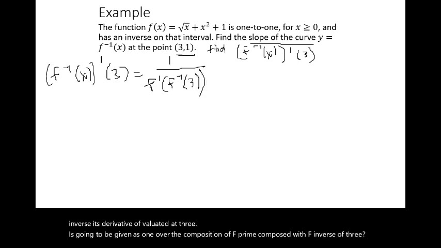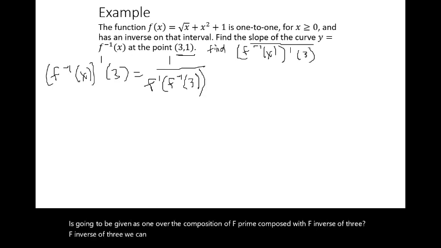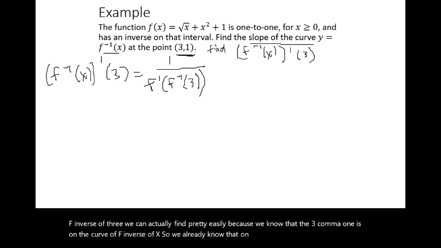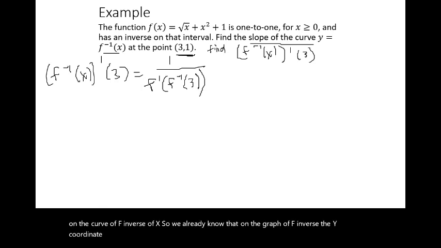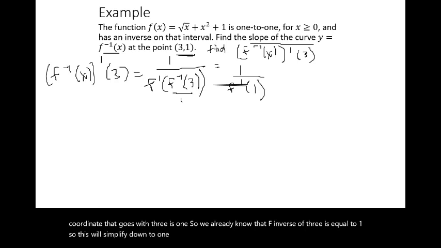F inverse of 3 we can actually find pretty easily because we know that the point 3, 1 is on the curve of f inverse of x. So we already know that on the graph of f inverse, the y-coordinate that goes with 3 is 1. So we already know that f inverse of 3 is equal to 1. So this will simplify down to 1 over f prime of 1.